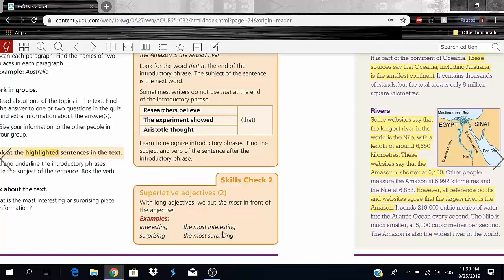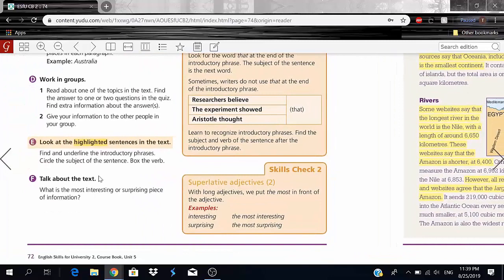Remember when I wanted to turn long adjectives into comparative adjectives? I'd just say "more," right? So, more interesting, more surprising. Okay? Now, I have to add "the most," as in the most interesting or the most surprising, with long adjectives to turn them into superlative adjectives. Okay, you guys? So "interesting," again, the most interesting. "Surprising," the most surprising. Okay? Now, talk about the text.